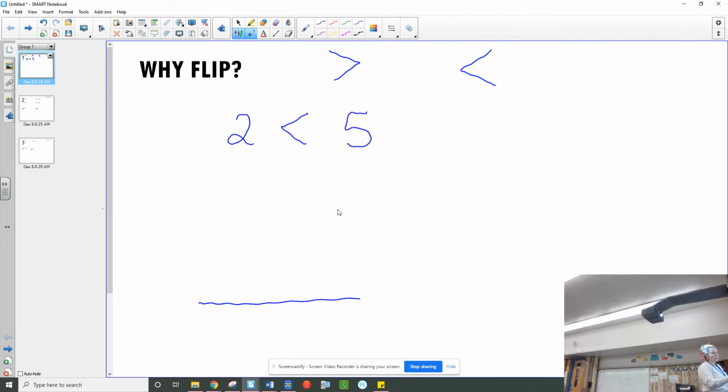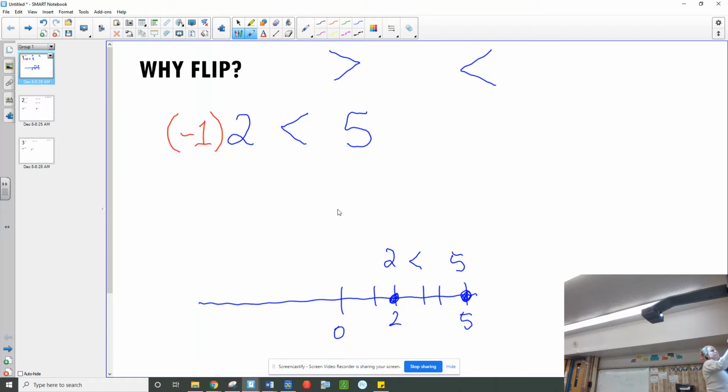If we think of on our number line, here's 2, here's 5. 2 is lower on the number line than 5 is. So 2 is less than 5. But if I multiply both sides by -1, now I have -2 and -5.